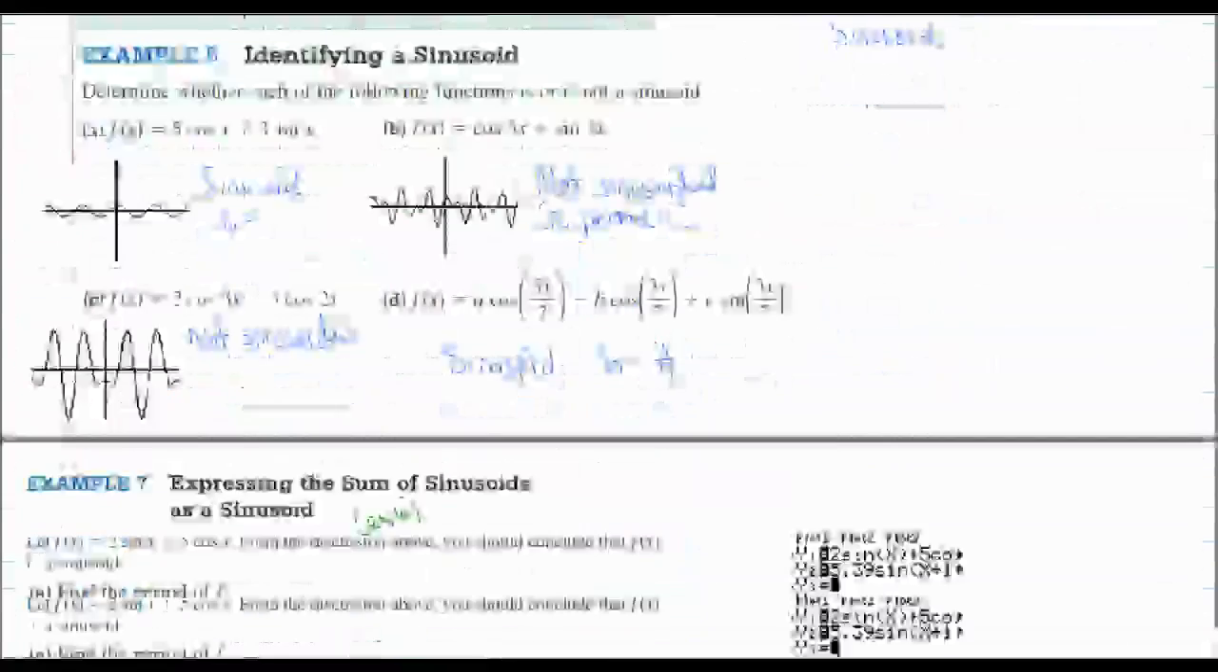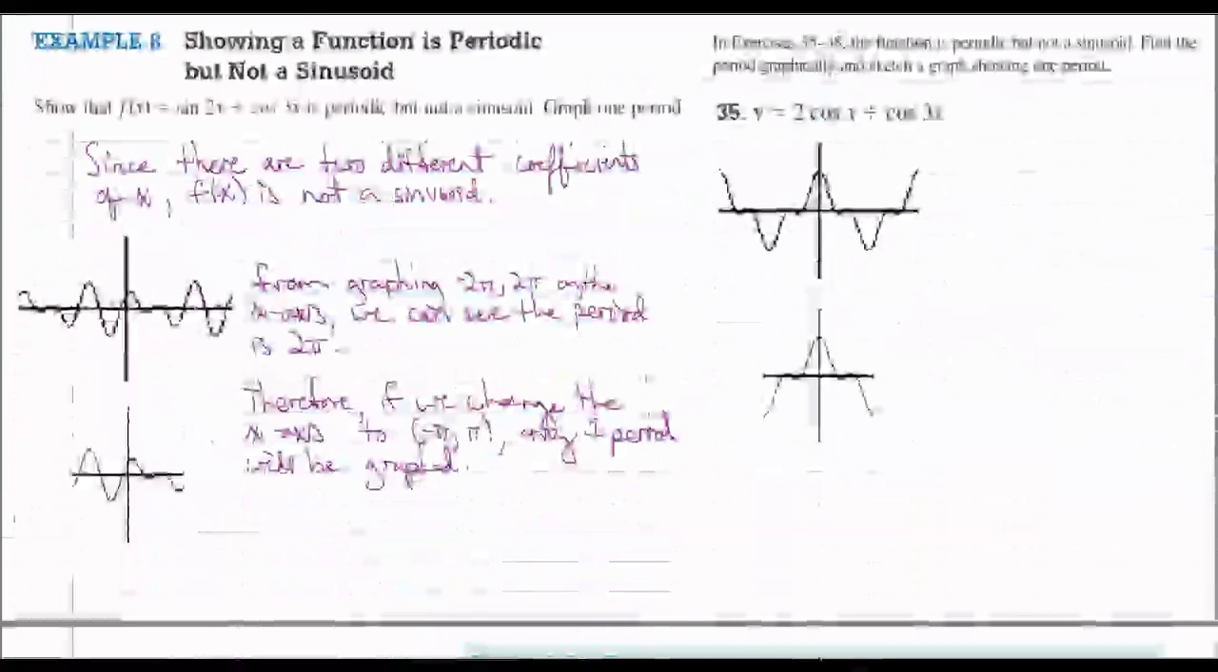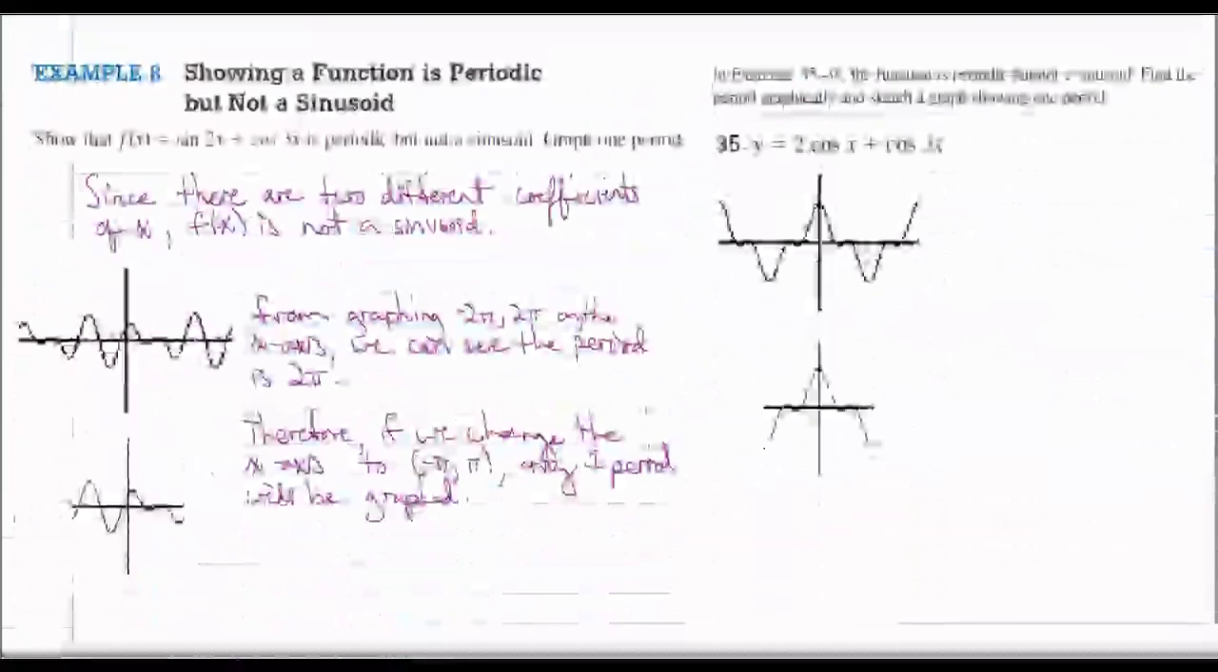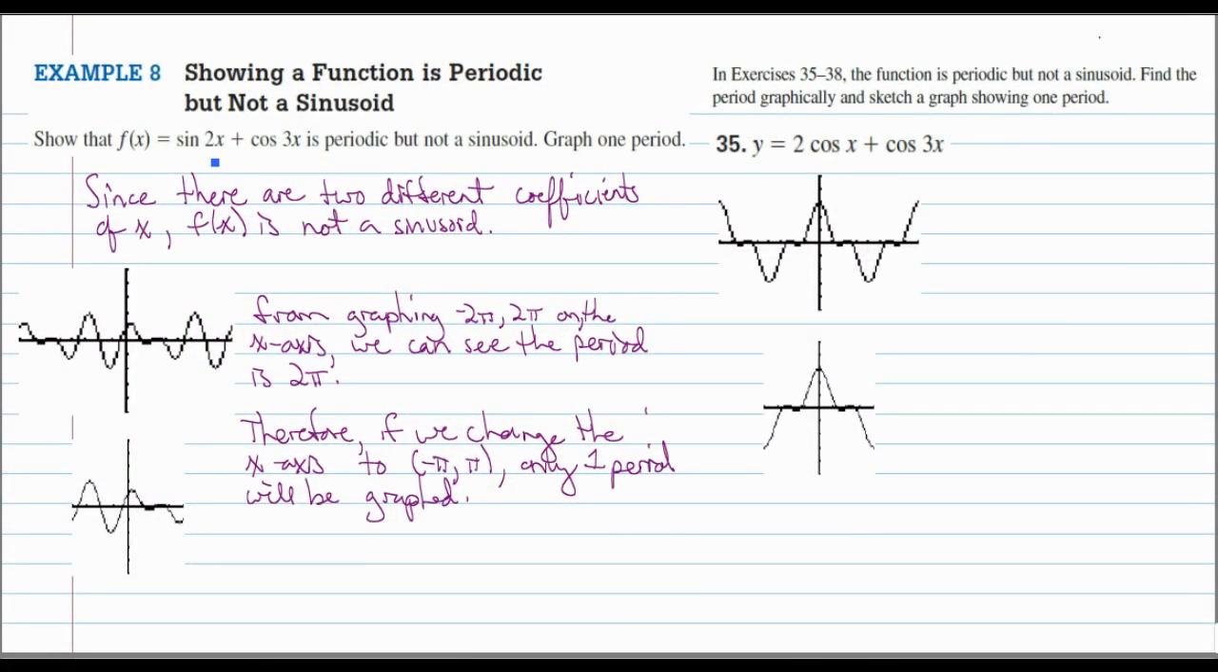So now going back to example 8, this function right here is pretty much the same thing. The two b values are different, so this is not a sinusoid. However, when we graph, we can see this is periodic. We have the same repetition in pattern. So though the function doesn't look exactly like a sine curve that has been shifted, stretched, shrunk, whatever, it has some repetition, so it is periodic.